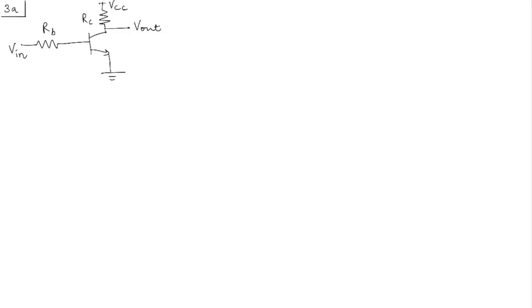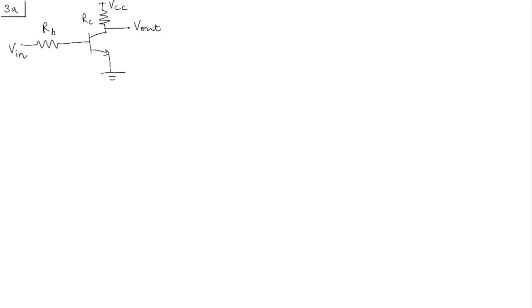Okay, let's take a look at problem 3a. The circuit in problem 3a is given here, and what we need to find out is the gain of the circuit. So to find out the gain of the circuit, we'll find out the relationship between V in and V out.